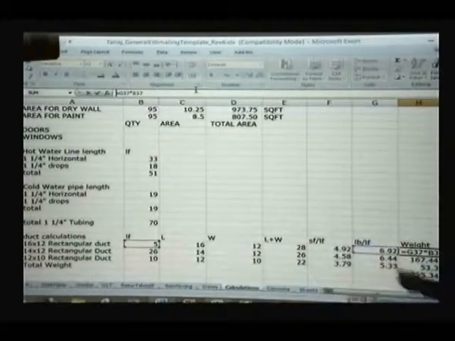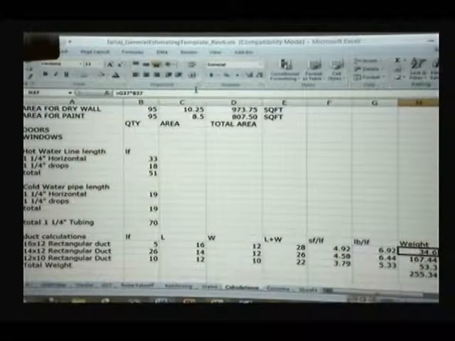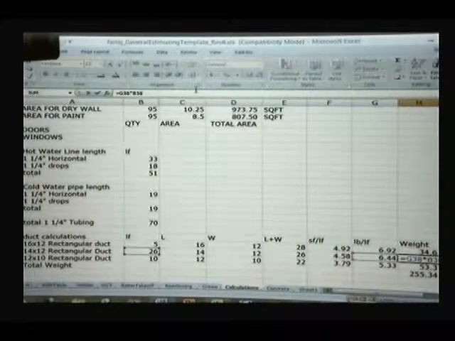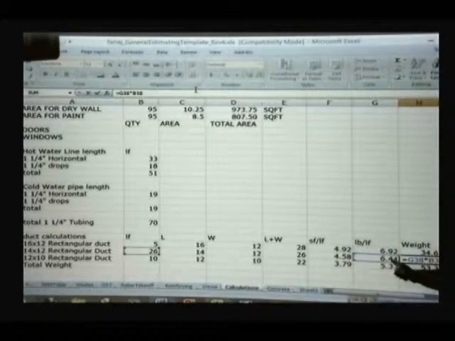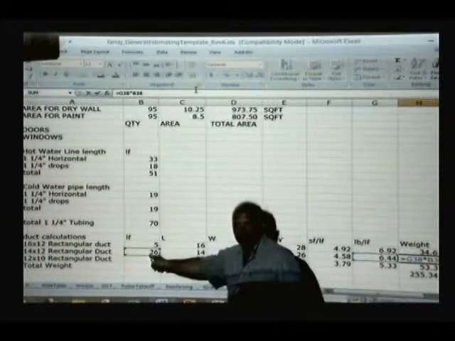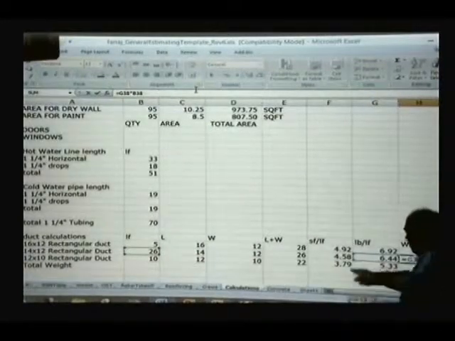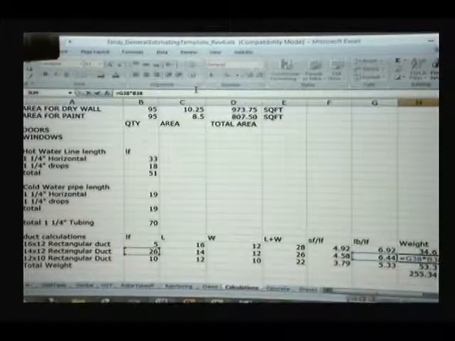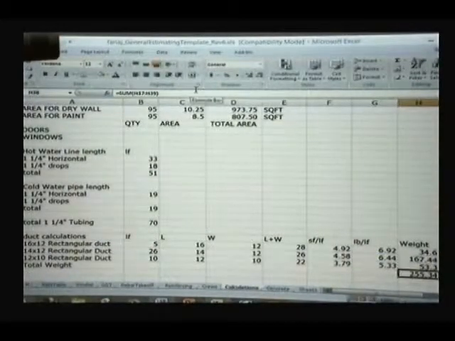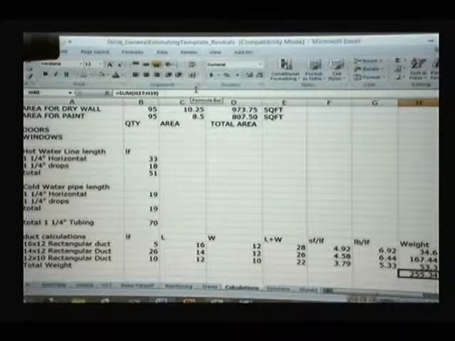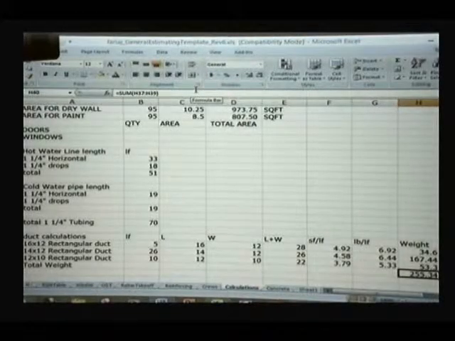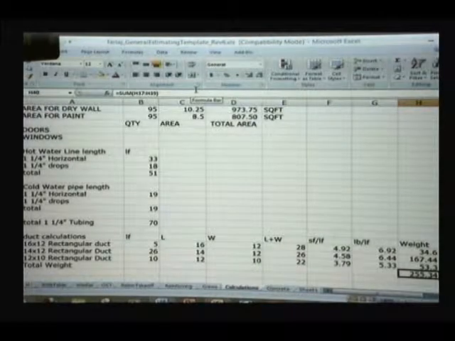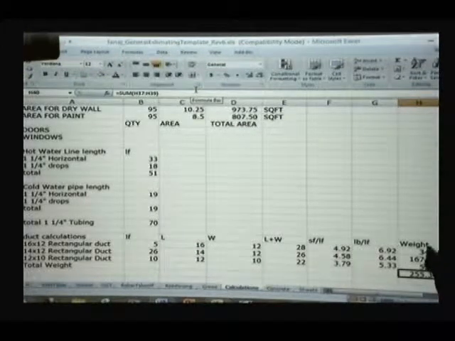Same is true for the other one, right? The next one is going to be now 6.44 times 26 linear feet. The next one is going to be 3.79 times 10. Does it matter if you add it so it becomes 5 or if the other one becomes 27? I'm sorry, I didn't catch that. What was that again? Does it matter if it's 27 instead of 5?